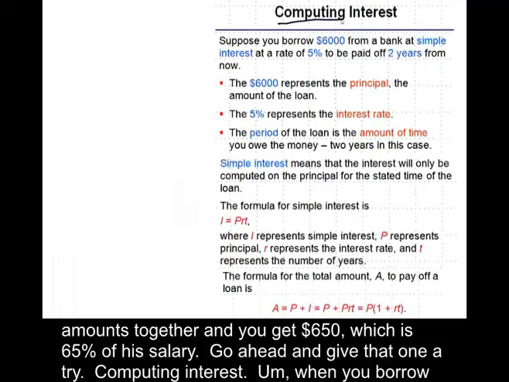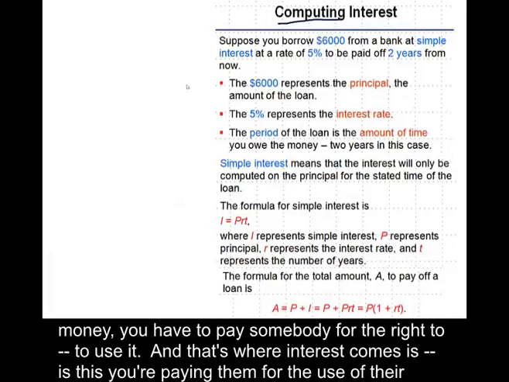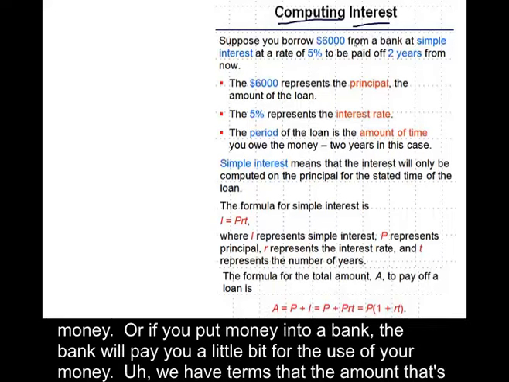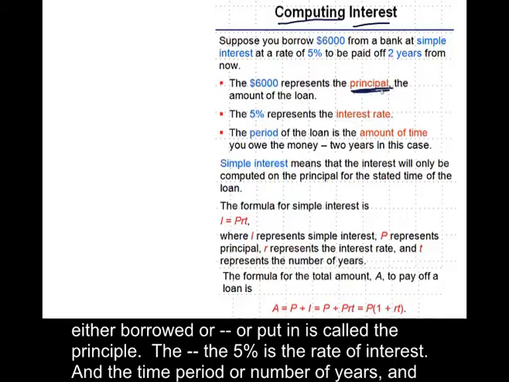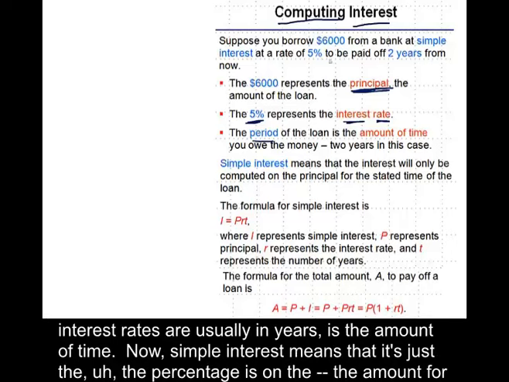Computing interest. When you borrow money, you have to pay somebody for the right to use it, and that's where interest comes in. You're paying them for the use of their money, or if you put money into a bank, the bank will pay you a little bit for the use of your money. The amount that's either borrowed or put in is called the principal. The 5% is the rate of interest, and the time period is the number of years, since interest rates are usually in years.